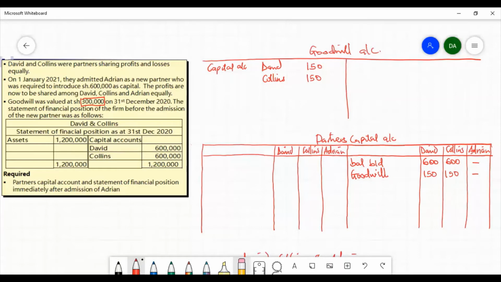Then the capital introduced by Adrian into the business will be recorded as bank or cash. The amount is 600,000. That is for Adrian. Now, in this situation, goodwill is maintained in the books. Because of that, we're going to have a balance carried down for goodwill, which is equal to 300,000, so that we balance off this account to 300,000.